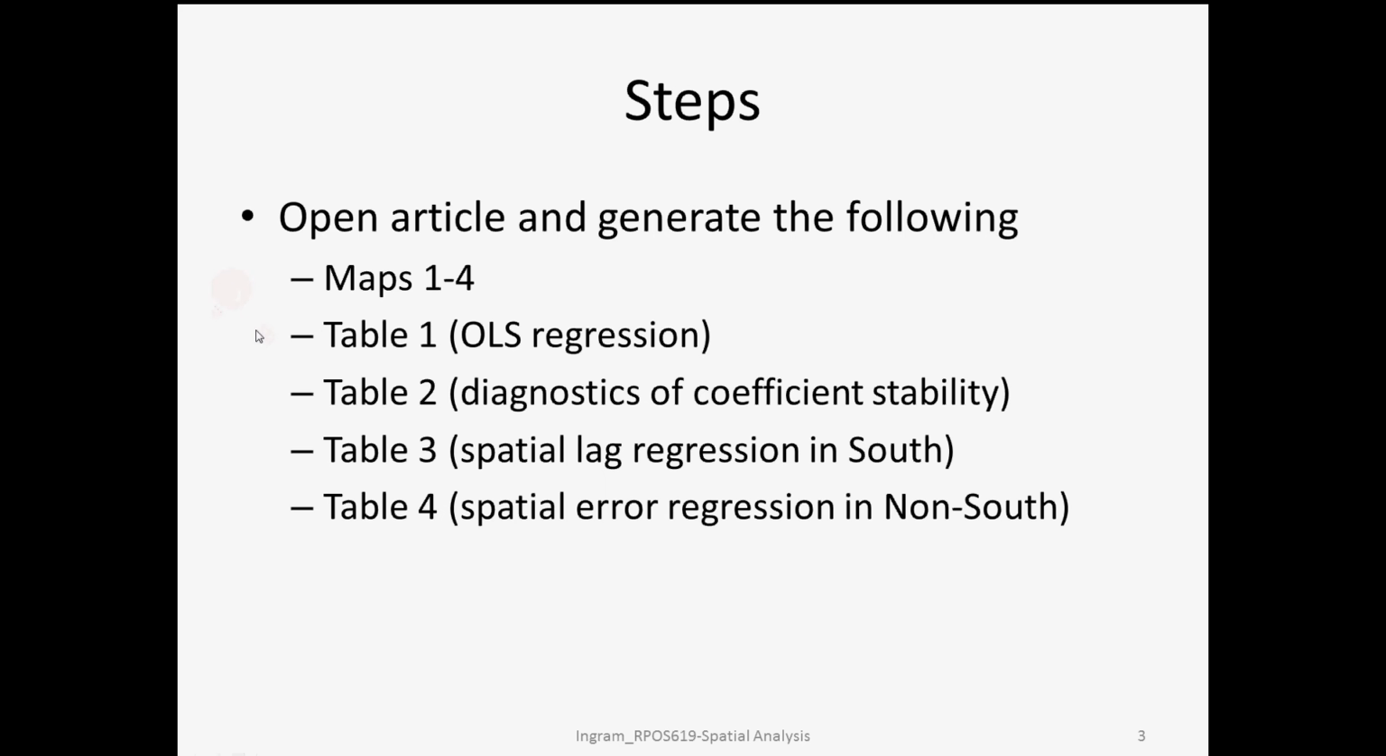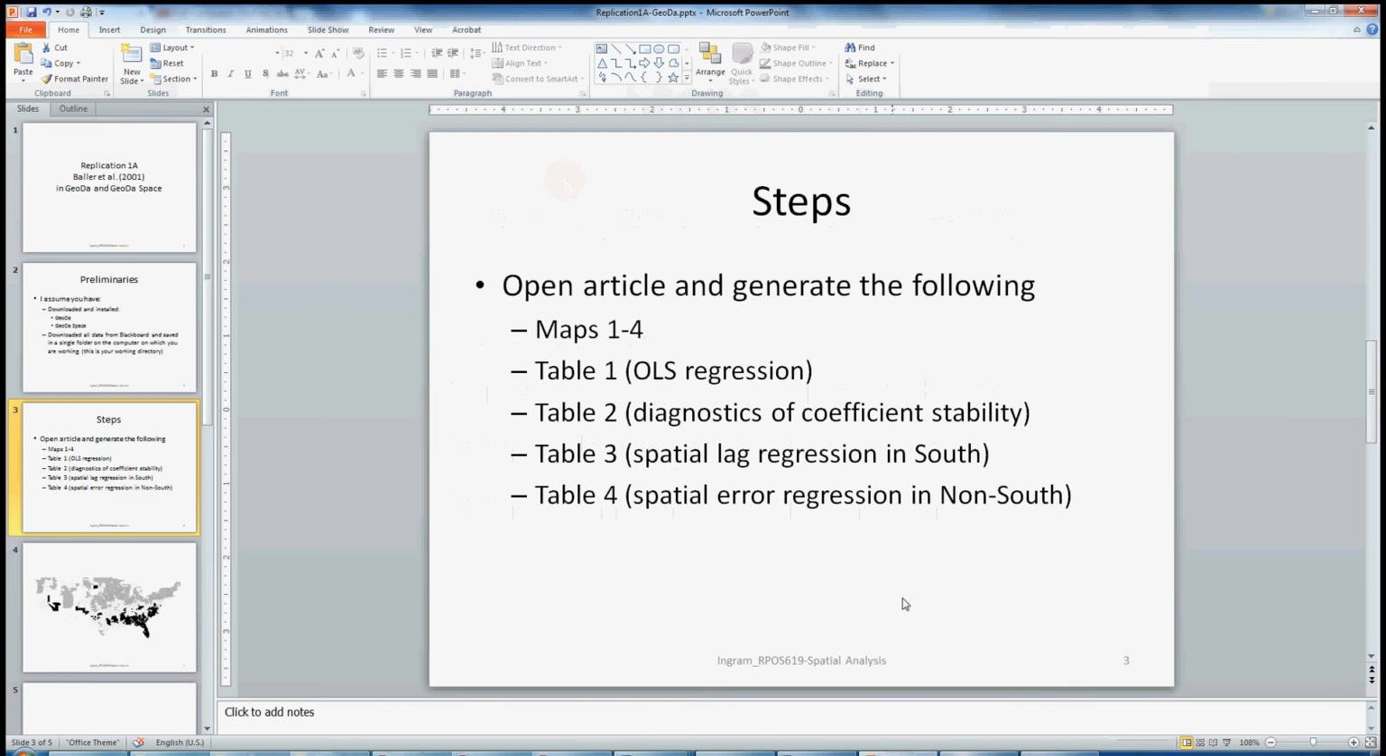In this video, I'm going to try to get through the next two steps, replicating the results in table 1, the simple OLS non-spatial regression, and then conducting the diagnostics reported in table 2, mainly the top half of table 2. We're primarily concerned with replicating the formal test of coefficient stability, the spatial Chow test. So let's get started with the OLS regression in GeoDa.